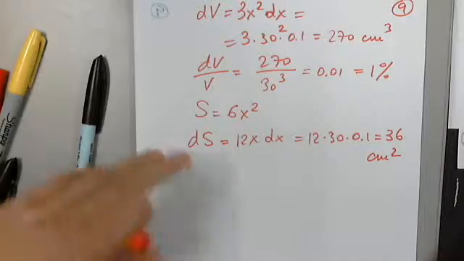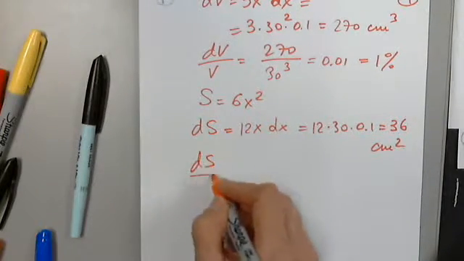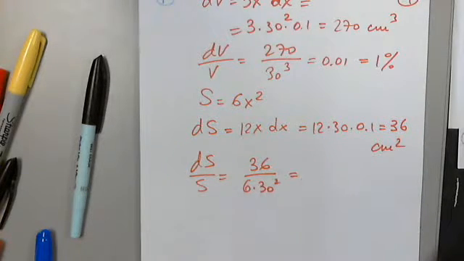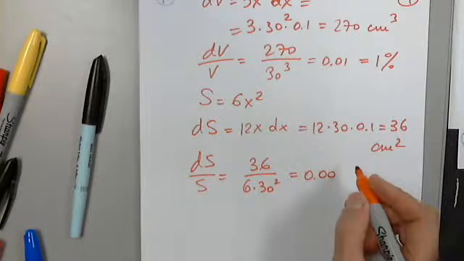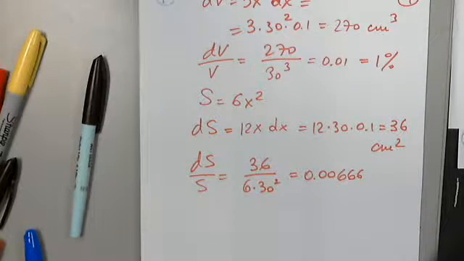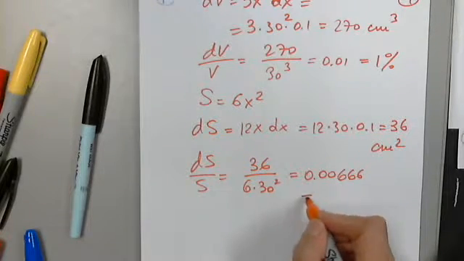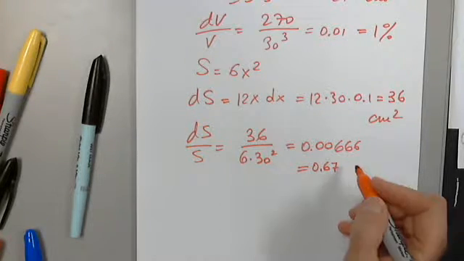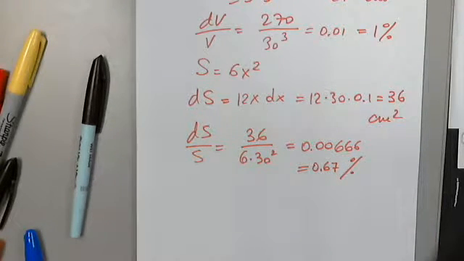Centimeters squared. Awesome. Now we want to find the S over S, which is 36 divided by 6 times 30 squared. So 36 divided by 6 will be 6. So then 6 divided by 30 squared. I got 0.00666. So no measurement unit, and in percent, very good.